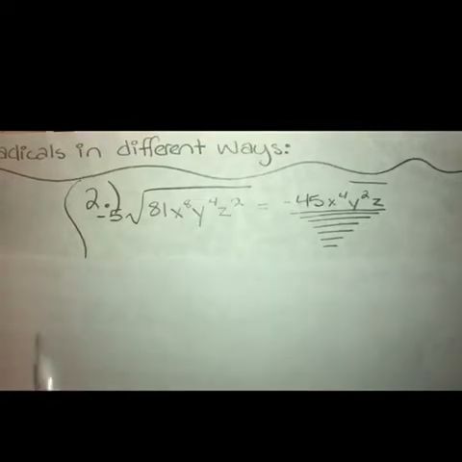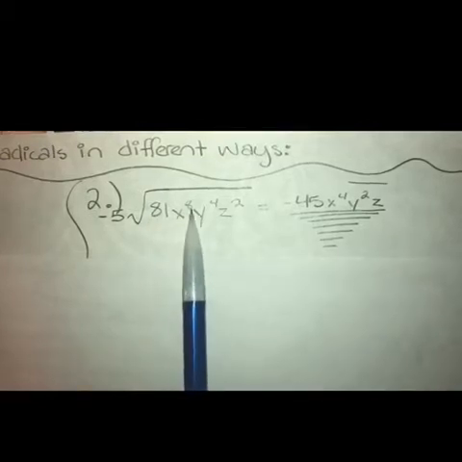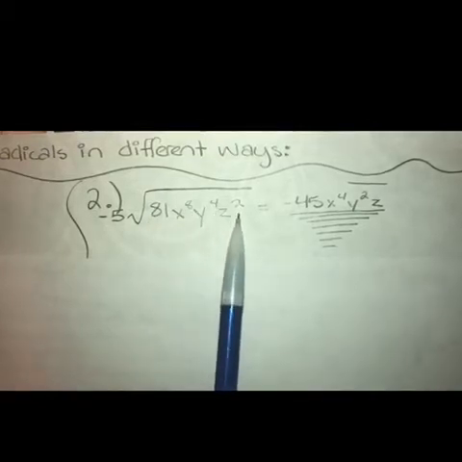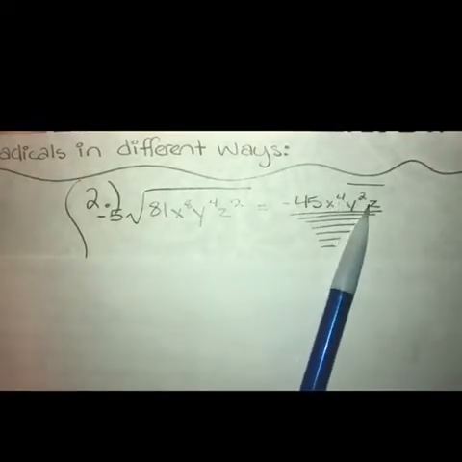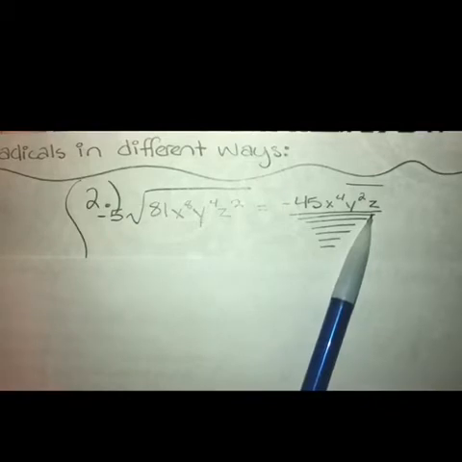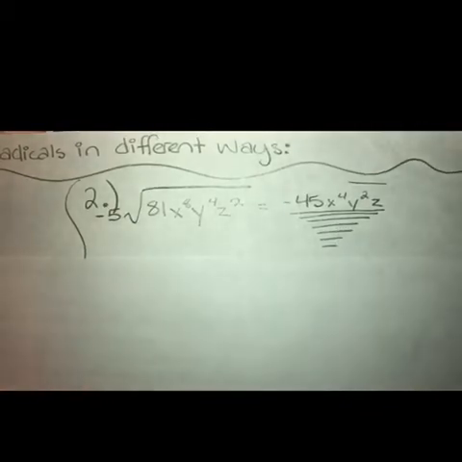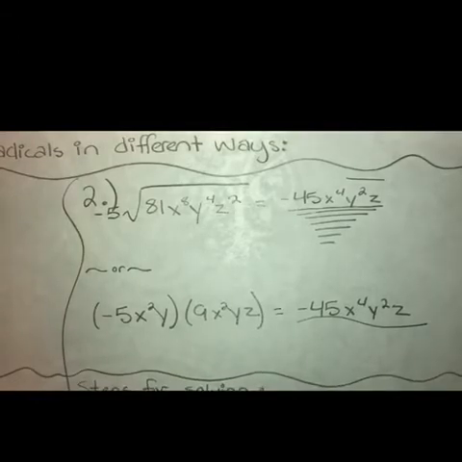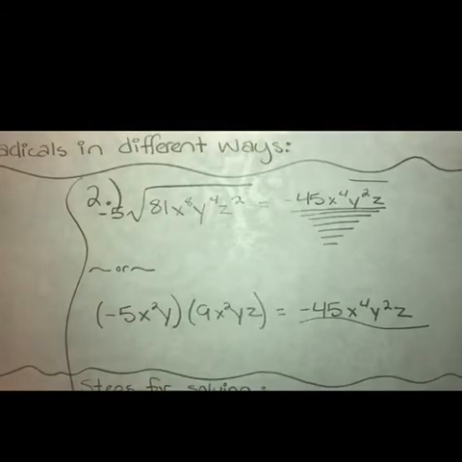Just like problem 2 on the last page, negative 5 times the square root of 81, x to the 8th power, y to the 4th power, z squared, equals negative 45, x to the 4th power, y to the 2nd power, z. There is another way to get this answer, and this is the way that I chose to solve for it. A monomial times a monomial. I said negative 5 x squared y times 9 x squared y z.